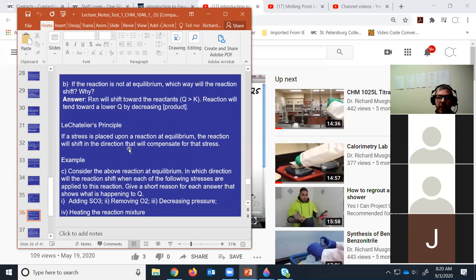So here is question C, which is also part of this exam question. Consider the above reaction equilibrium. In which direction will the reaction shift when each one of the following stresses is applied to the reaction? Give a short reason for your answer that shows what's happening to Q. Really, you can only do that for parts 1 and 2 here. Parts 3 and 4 aren't really relevant to Q, but adding SO3 and removing O2, certainly we can talk about that.